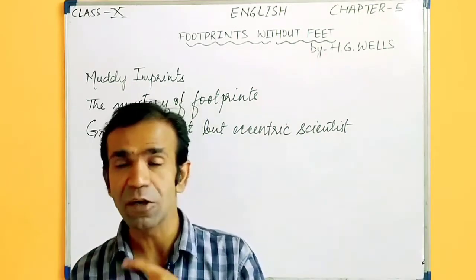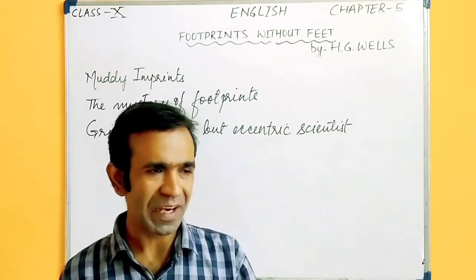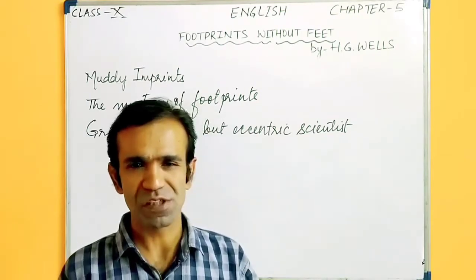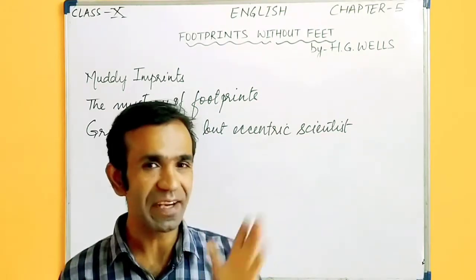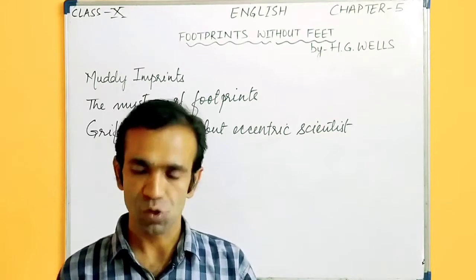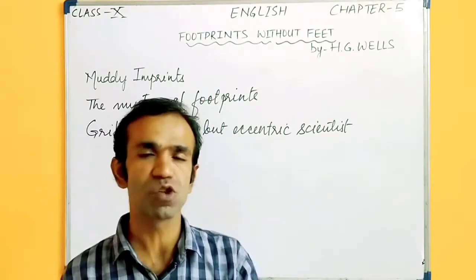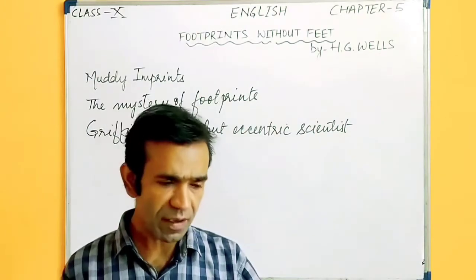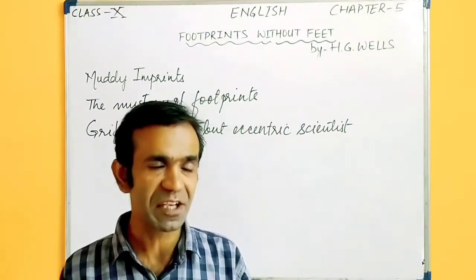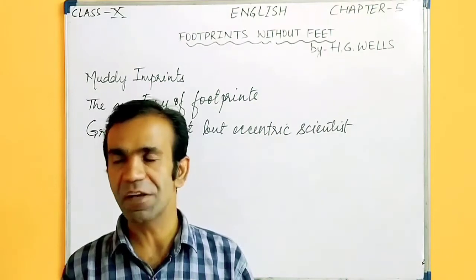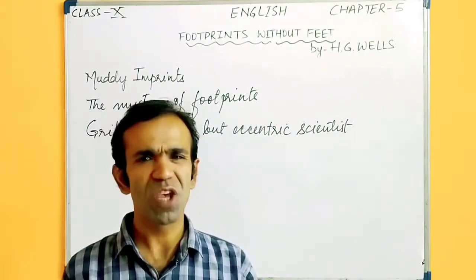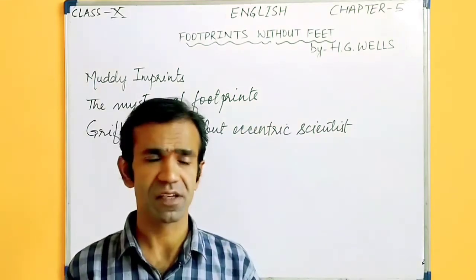Now Griffin's landlord wanted to get rid of this scientist because he did not like him. He disliked that scientist Griffin. So his landlord wanted the home to be vacated as soon as possible. Now Griffin, after knowing all this, became very angry, and in revenge what did he do? He set fire to the house. So he was an eccentric scientist.